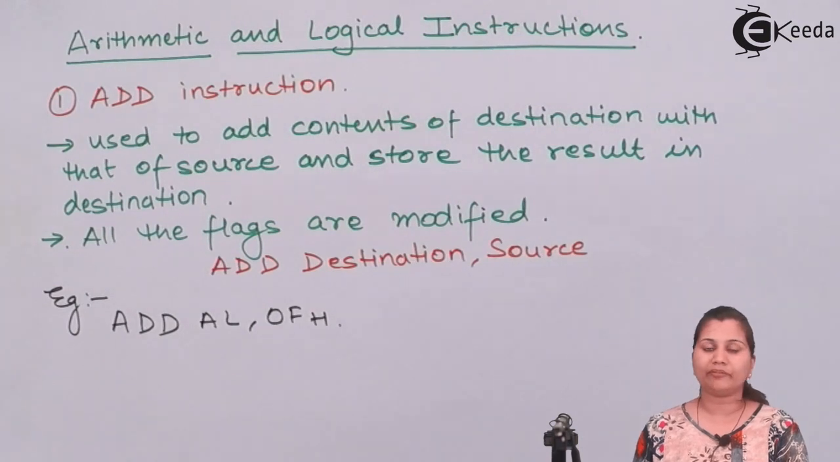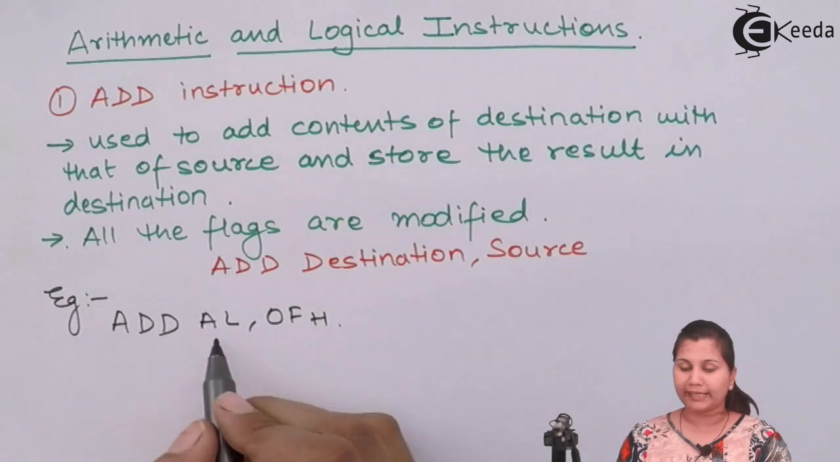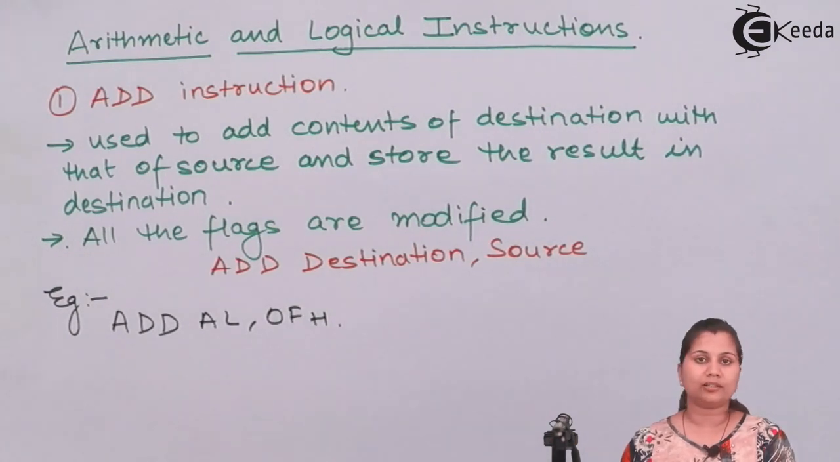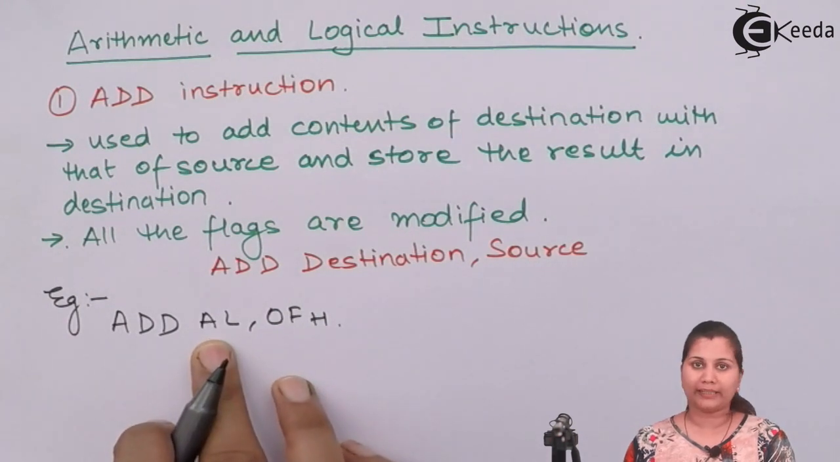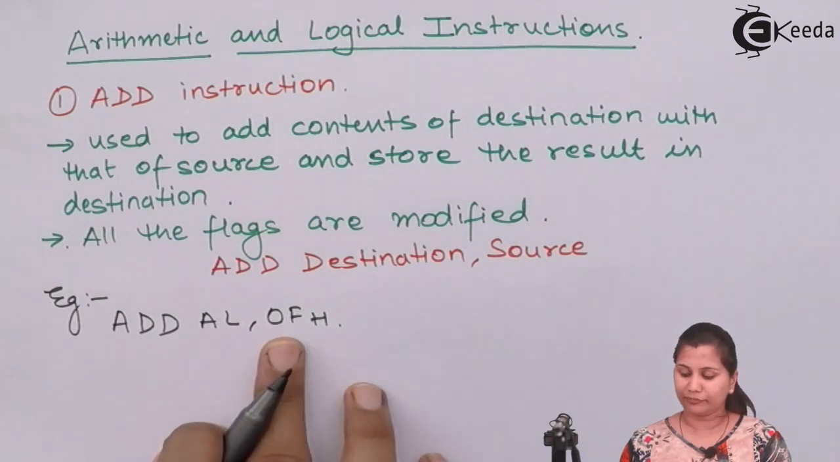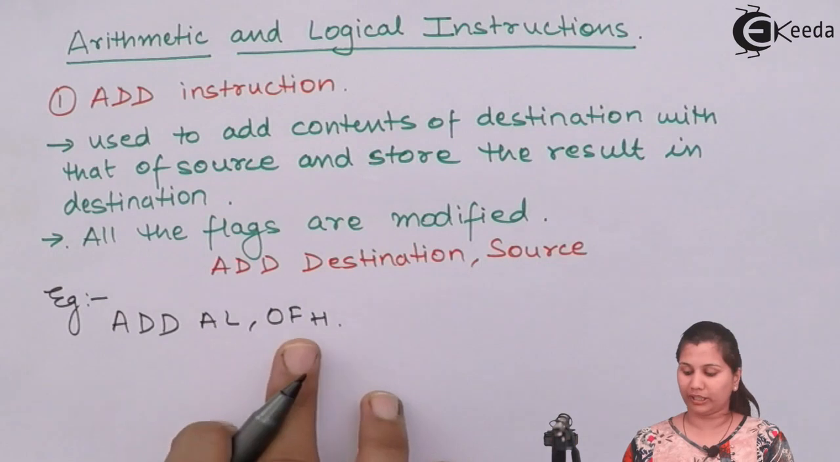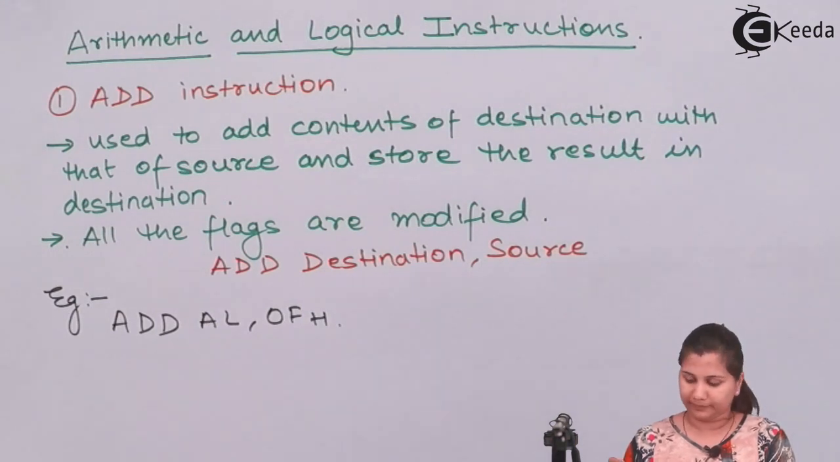This is an example where 8-bit data is added with the contents of the AL register. AL is the lower order accumulator register, so this register is also an 8-bit register. So the contents of this register are added with this immediate data 0FH, and the result is stored in the AL register only.